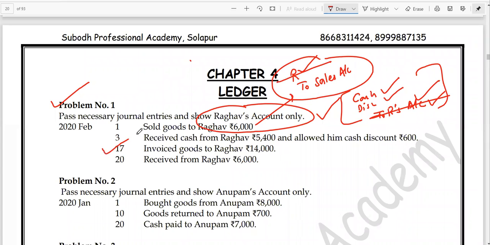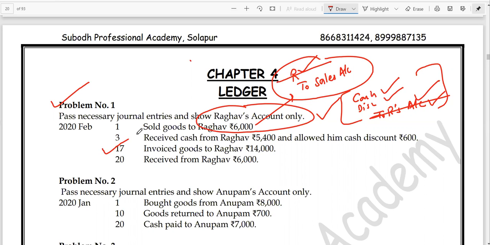On 17th of Feb 2020, invoiced goods to Raghav rupees 14,000. That means we have sent goods to Raghav rupees 14,000. Why should we send goods to Raghav? In case of sales, we send goods to customers. Like that only, we have sent goods to Raghav of rupees 14,000.